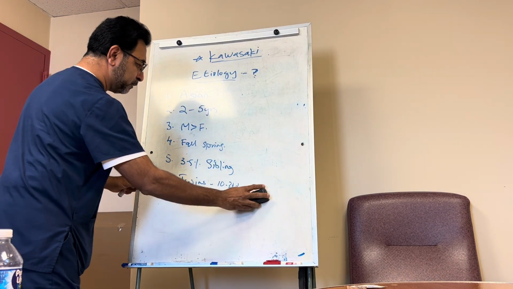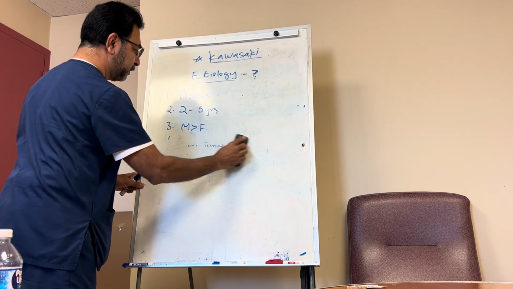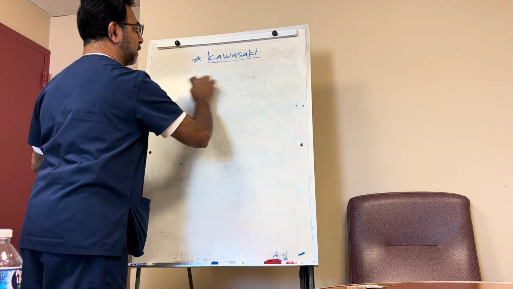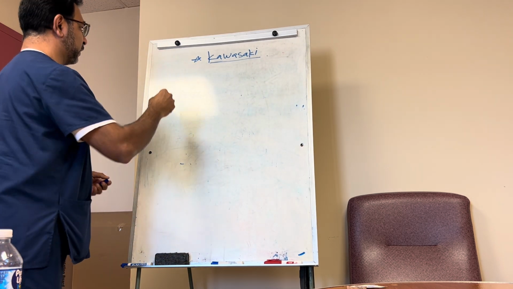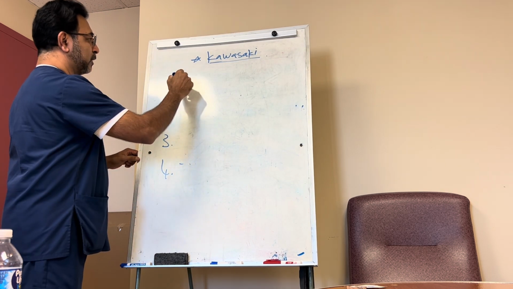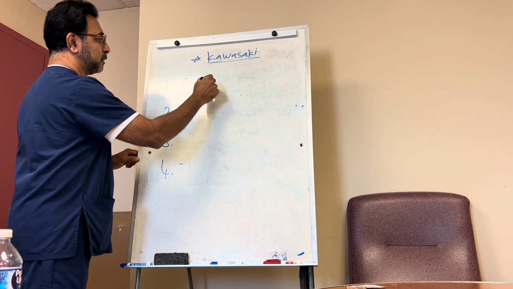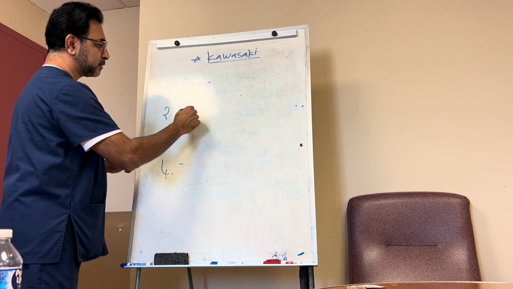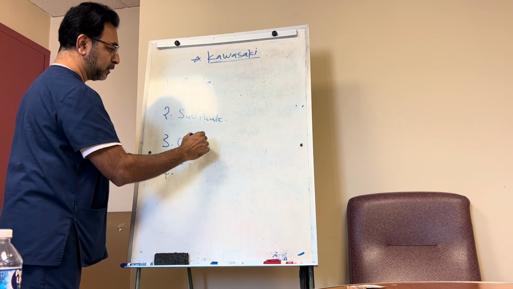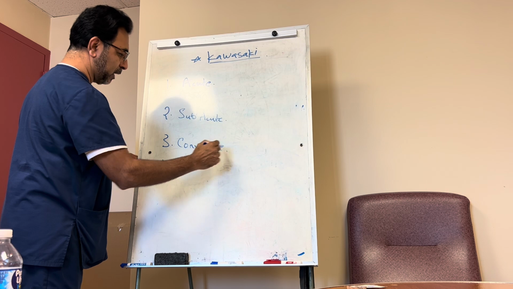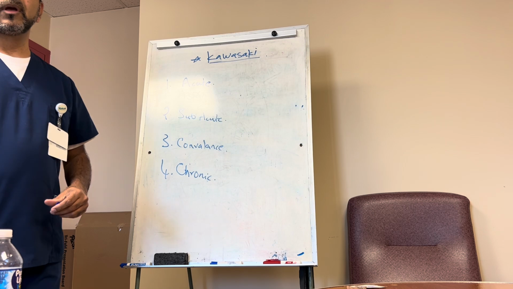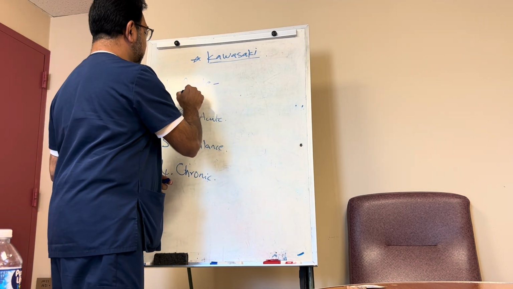Now, there are different stages of Kawasaki. What are those stages? You have 4 stages. The first is acute. Second is subacute. Third is convalescent. Exactly. And fourth is chronic.